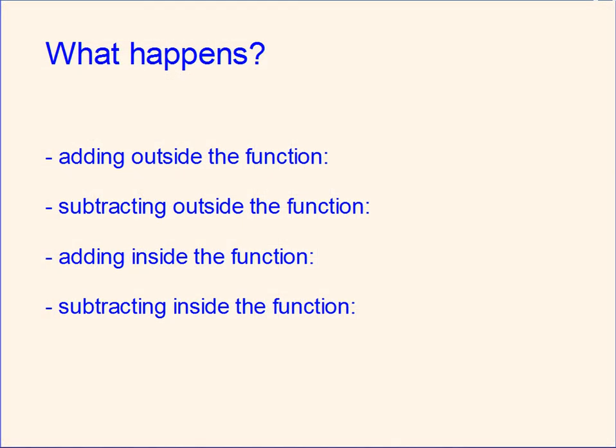So just to summarize, and we'll go more into detail with this in a later video, but just for really quick and easy purposes, when adding outside the function or at the end of a function, your graph will shift up. When subtracting outside the function or at the end of the function, it shifts down. When adding inside the function or to the x value only, your graph is going to shift to the left. And when subtracting inside the function to the x value only, your graph will shift to the right.